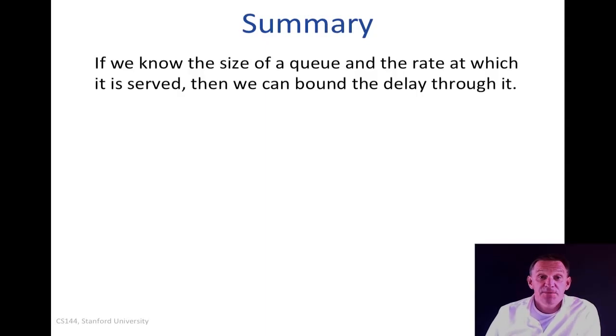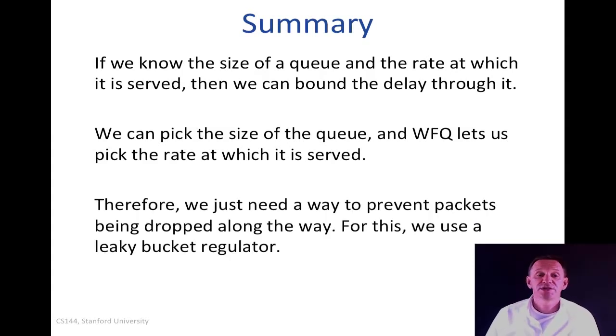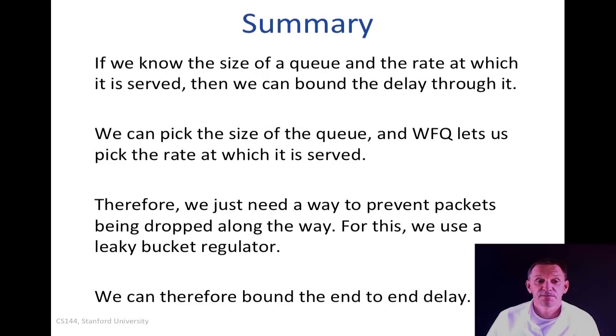And so, in summary, if we know the size of a queue and the rate at which it's being served, then we can bound the delay through it. We can pick the size of the queue, and using weighted fair queuing, we can pick the rate at which the queue is served. Therefore, we just need a way to prevent packets from being dropped along the way. For this, we use a leaky bucket regulator. And with that, we can therefore bound the end-to-end delay. That's the end of the video.